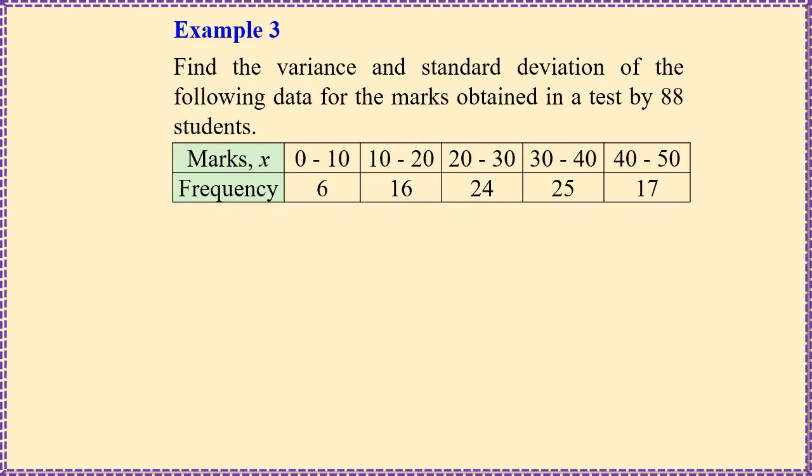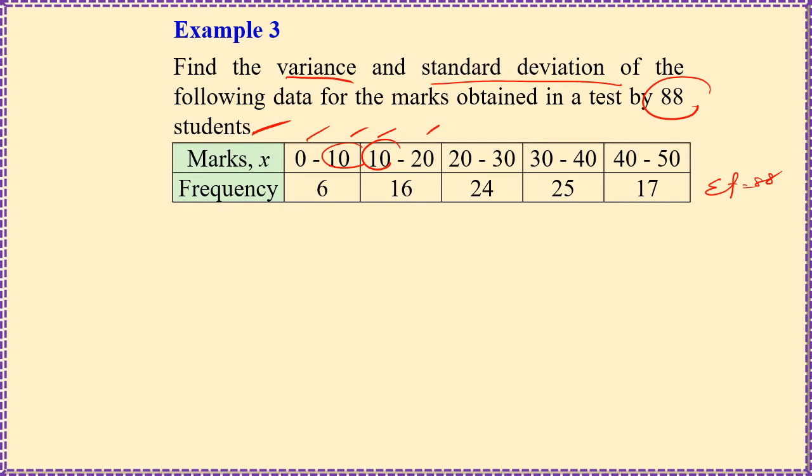So now we want to find the variance. Find the variance and standard deviation of the following data for the marks obtained in a test of 88 students. So we have the total frequency equal to 88 already. It's given in the question. And then we have the interval, the class limit is the class boundary, so it will be the same. It will be easier.